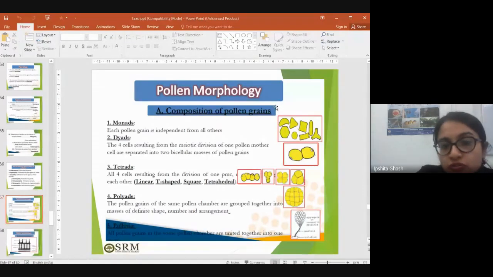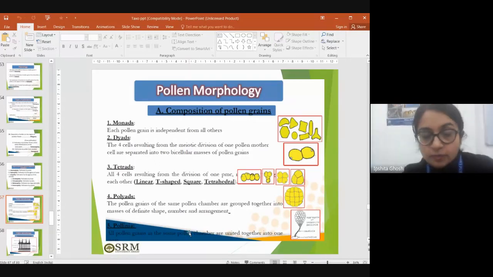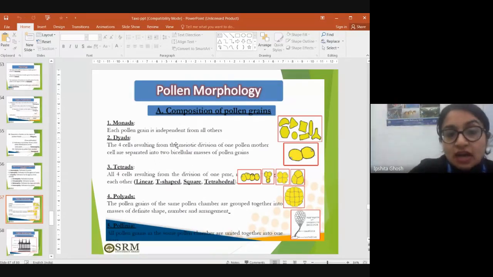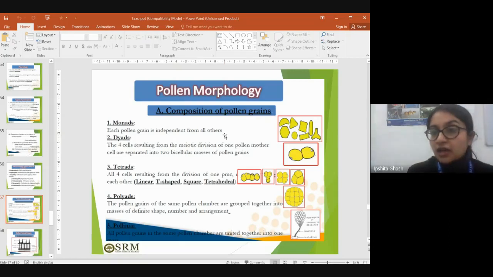So pollen morphology. We will study the composition of pollen grains here. There are different types based on the composition of pollen grains. We will study monads, dyads, tetrads, polyads, and pollinia. Now we'll come to each of the terms one by one, right? So monads are when each pollen grain is independent from each other. There are single units of pollen grains, and they are separable from each other. In that case, you will say they are monads.